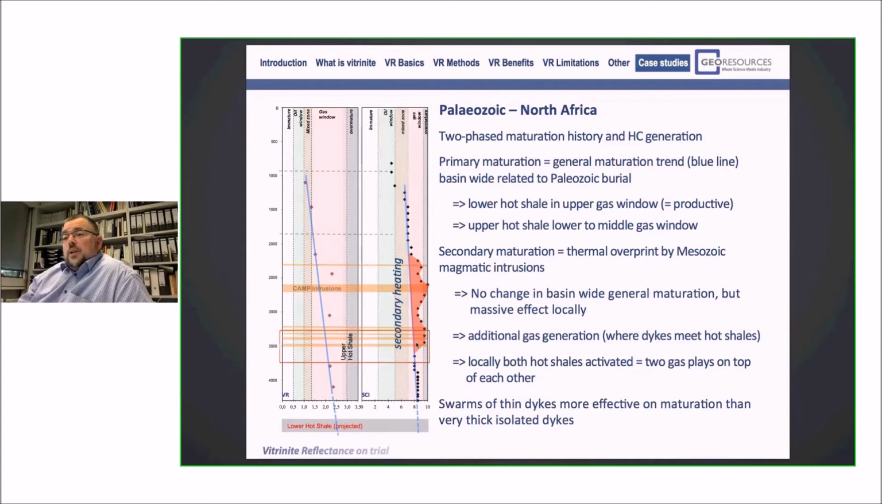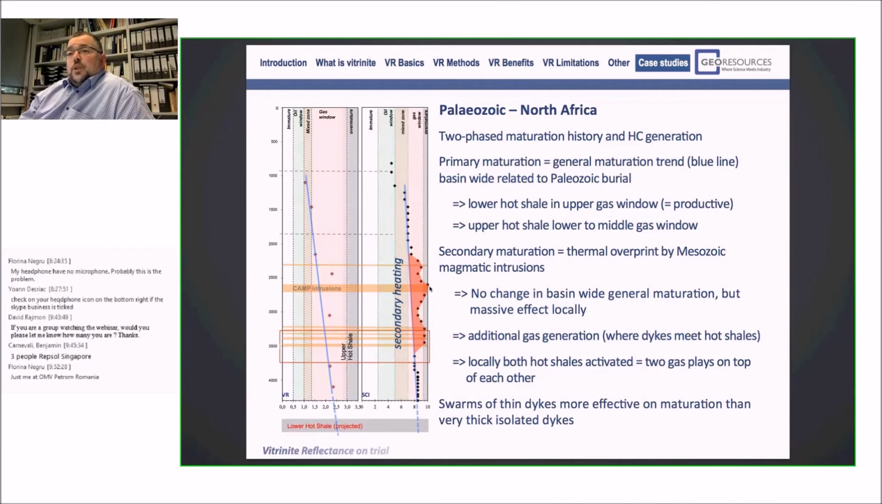And we see in this study also that swarms of thin dikes are much more effective on maturation, heating up this whole big interval, than very thick isolated dikes, as we see this one here, which has a relatively fast downturn in maturation again away from the dike.